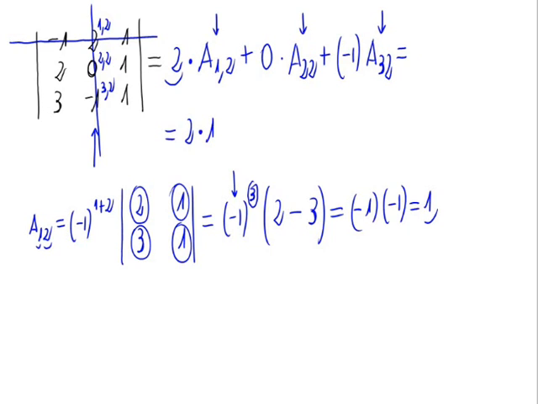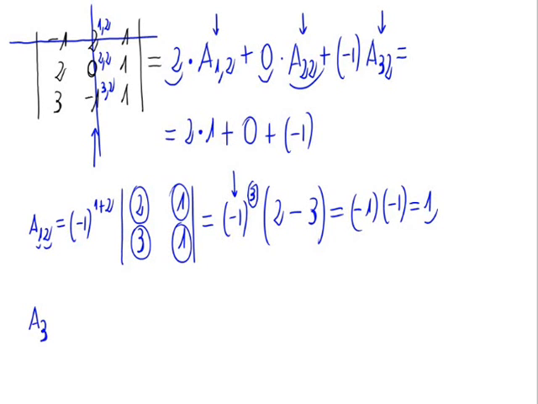Now we can see why we look for the line or the column with more zeros, because now A22 we don't have to calculate. It is much easier this way. We just write here the 0, and now plus -1 times the A32.